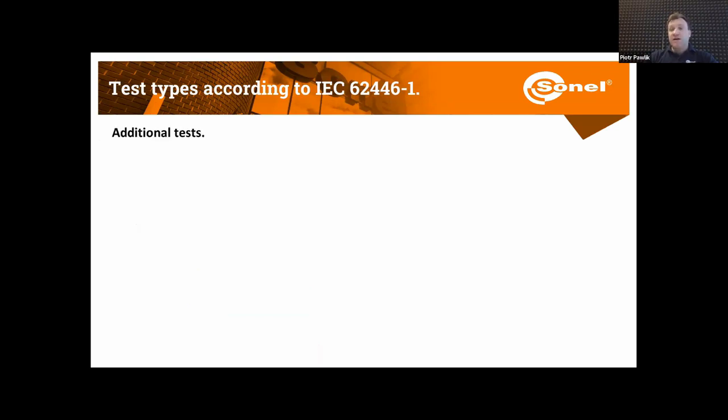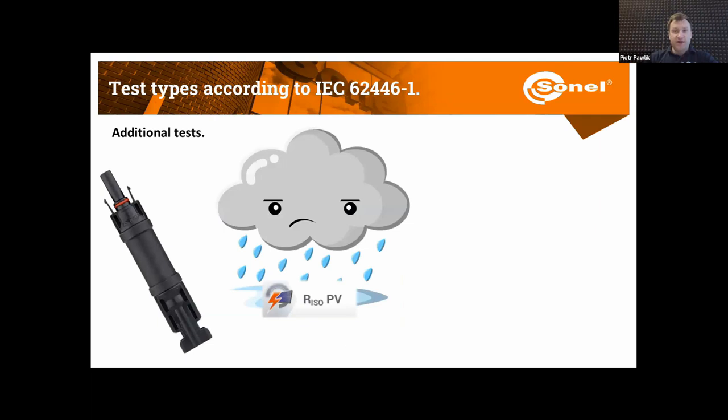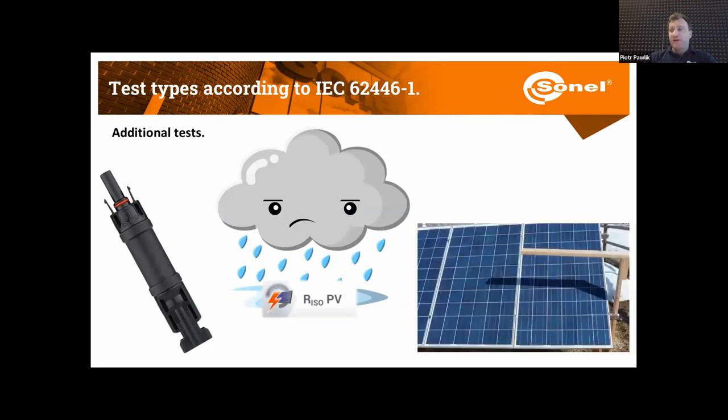And finally, additional tests. Here we can check voltage to ground. We can check the blocking diode. We can check insulation resistance, but in wet conditions. And finally, we can perform shade evaluation.